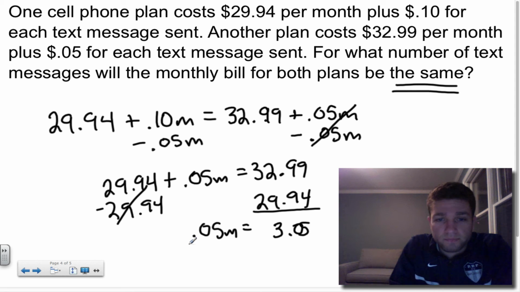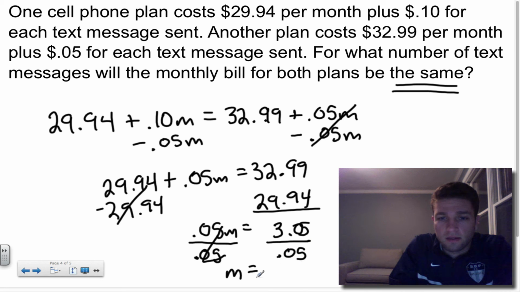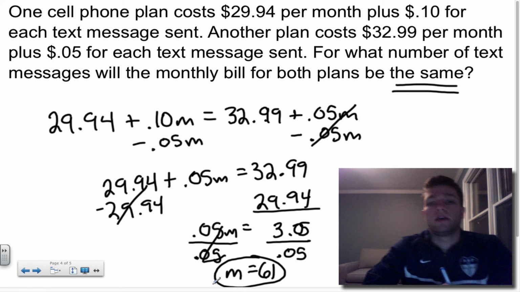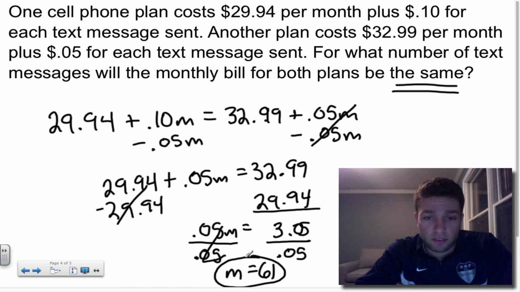So my last step is to divide both sides by 5/100ths, which leaves M over here, and I'm going to divide that. And if you did this on your calculator, hopefully you would find that you get M equals 61. And remember to check your work. So if I took 61 and plugged it in here, and plugged it in here, would they be equal? I'm going to leave that up to you to figure out, but the answer is yes, they would be equal.